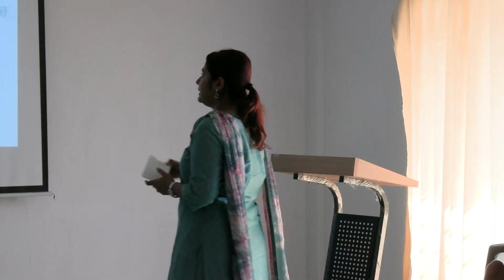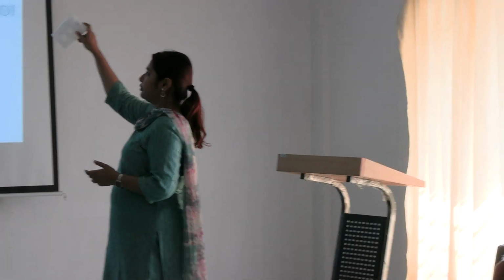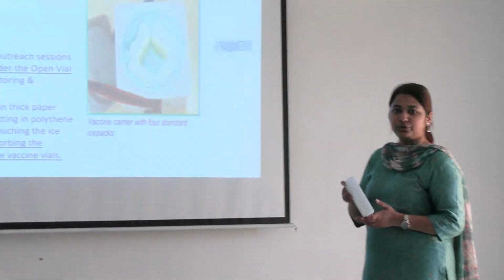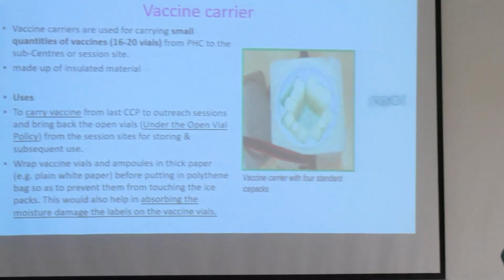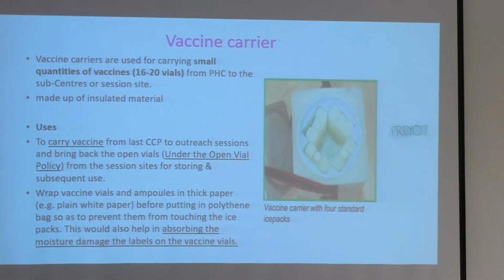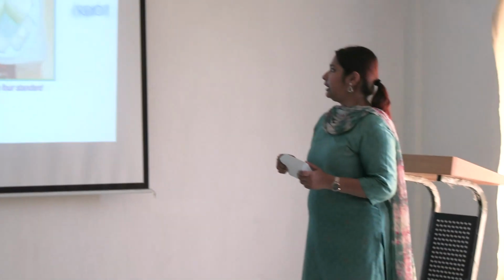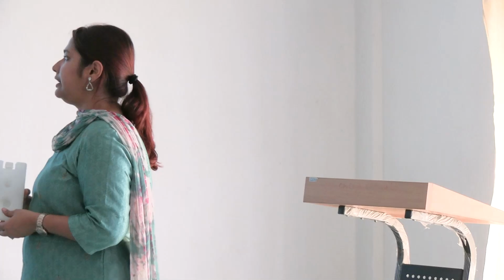So what happens is there are four sides of the vaccine carrier. You put four of these ice packs on the sides like this is shown, and you carry 16 to 20 vials of vaccine in that. It is used for one vaccination session usually. So it is to carry vaccine from the last origin point to outreach sessions, and also then bring back the open vials.